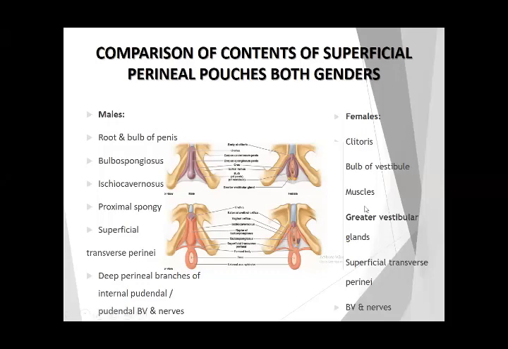The difference is that in the females you have the greater vestibular glands in the superficial pouch. In the males, there is no counterpart here. Then the superficial transverse perineal muscle is of course the same in both genders. Nerves and blood vessels obviously are present here.